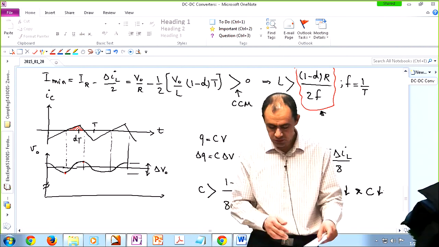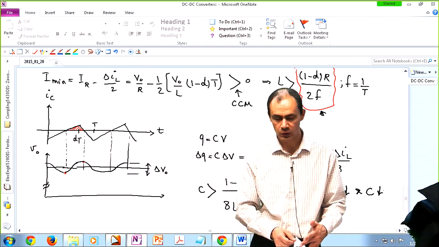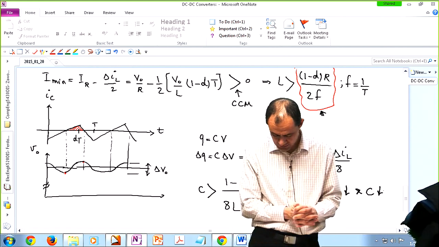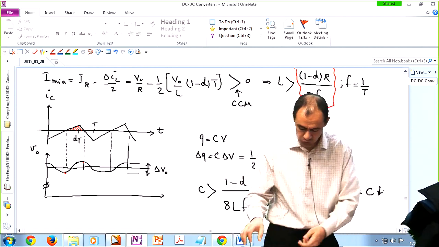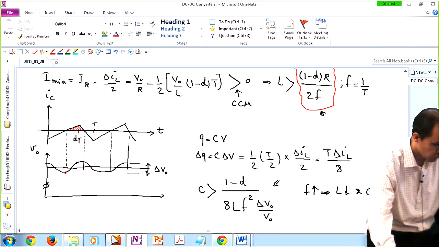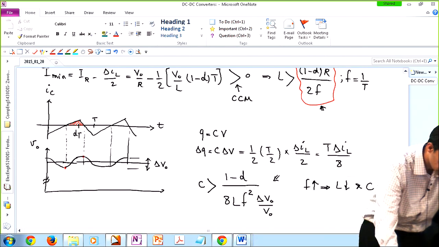Any questions so far? Okay, so this was a very brief review of the buck topology. I'm sure you have seen it before. Before we move on to the next topology, let me just write a bunch of other equations for the sake of being complete.